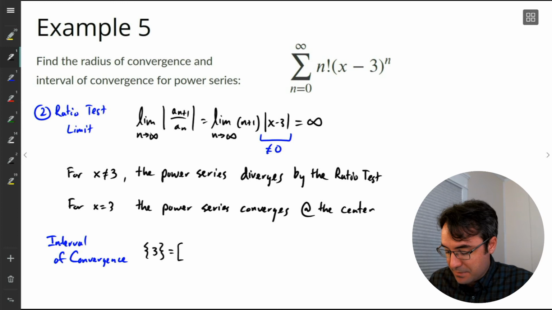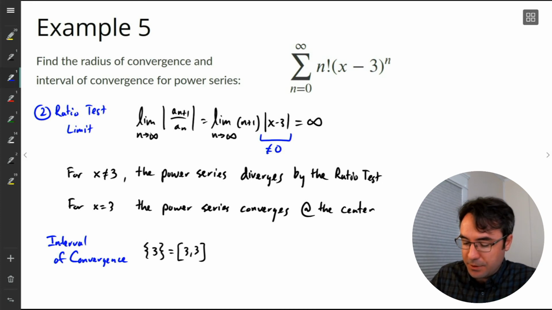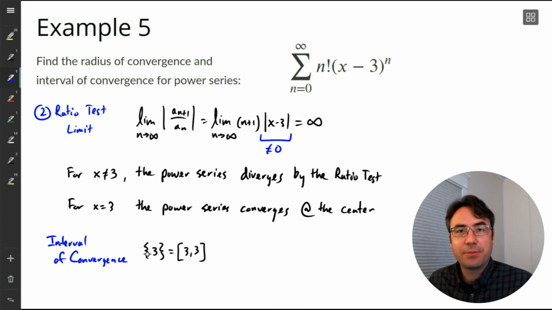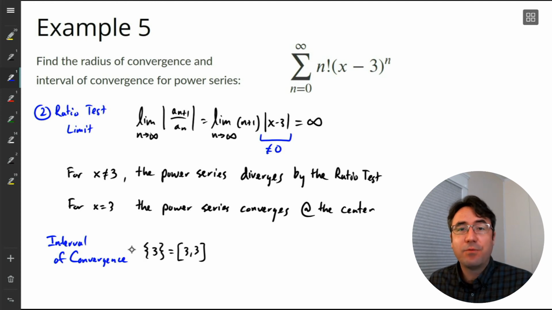Or we could think of it kind of as like a collapsed interval. So it's the interval of just containing 3. Sometimes you might write it either way. This is general set notation here, the curly brackets. So this is the set containing only that number 3. So for our interval of convergence, we only have one x value where this thing converges.